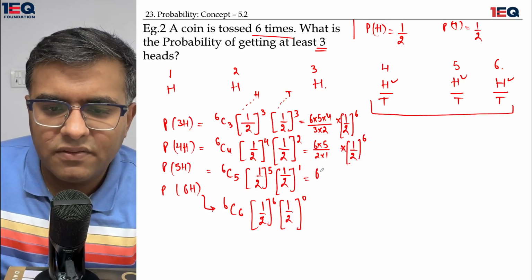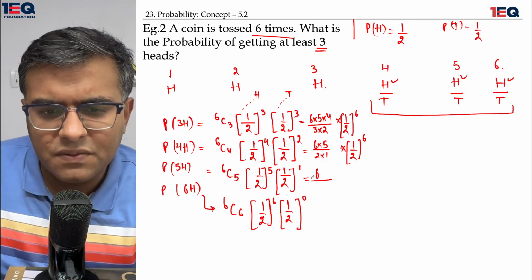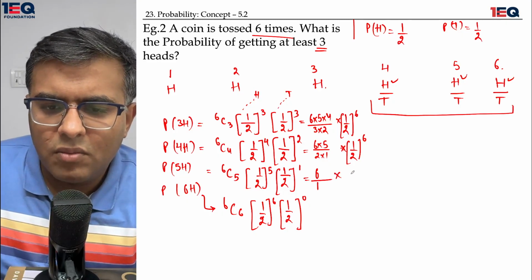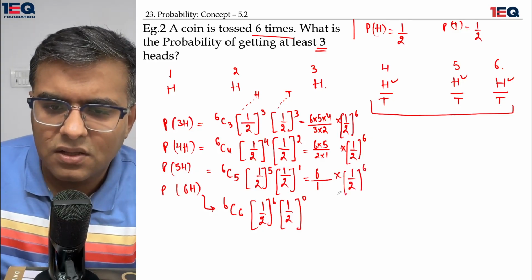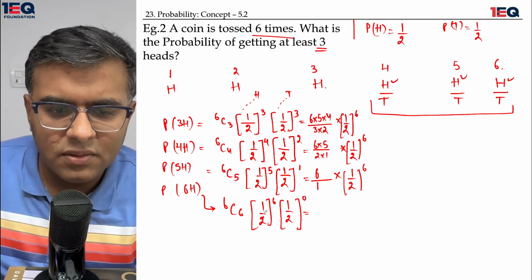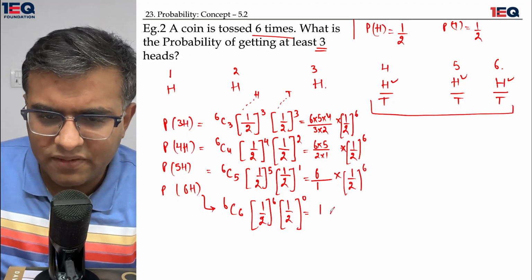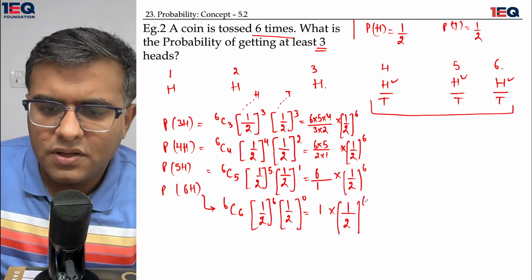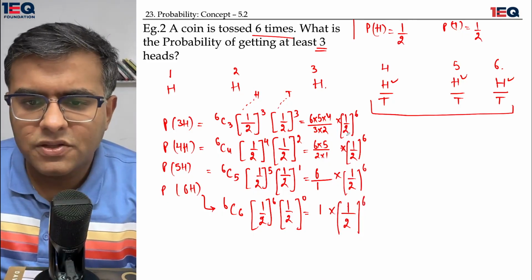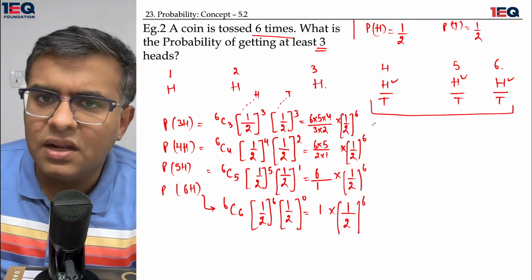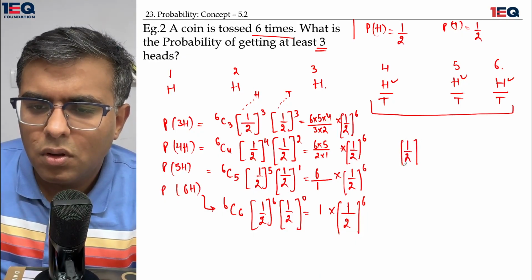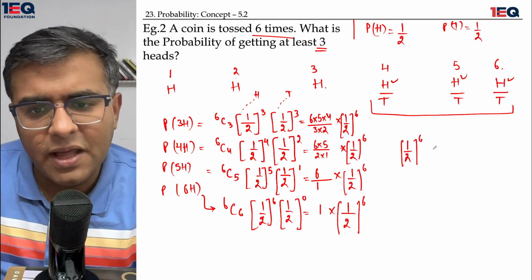Similarly, 6C5 stands for 6 factorial, where 5 factorial would get cancelled, and 6 minus 5 is 1. So 6 upon 1 multiplied by 1 by 2 whole raised to the power 6, because 5 plus 1 is 6. Then 6C6 is nothing but 1 multiplied by half raised to the power 6. Okay, so I hope these situations are completely in place. So 1 by 2 raised to the power 6 comes common, and I'm adding all of them up.